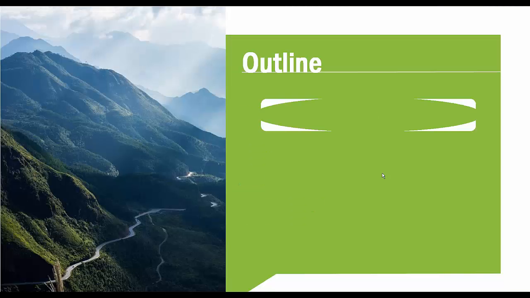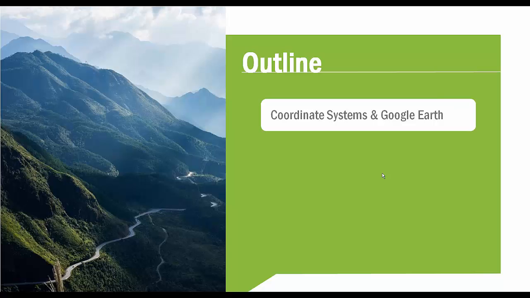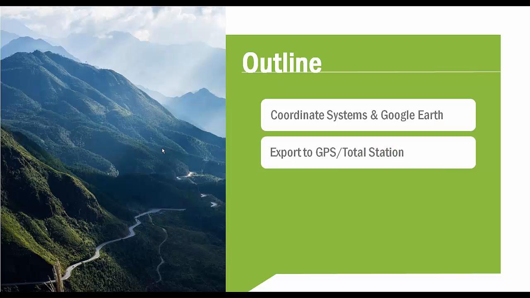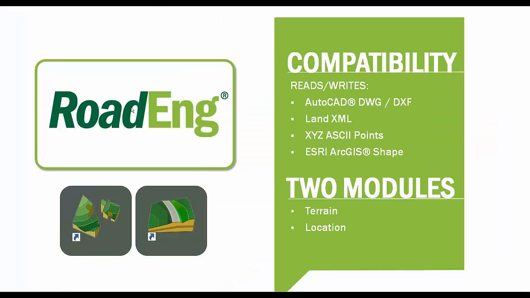And Craig has control. There we go. So just a quick outline. It's going to be a very straightforward webinar today. Just 2 main themes that Craig's going to talk about. He's going to talk about coordinate systems, working with Google Earth a bit, and then he's going to talk about exporting. And of course, today's webinar is going to be done in RoadEng. We'll be using the 2 modules of RoadEng, which are the terrain and location module.